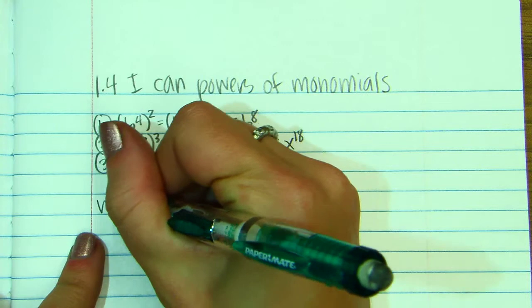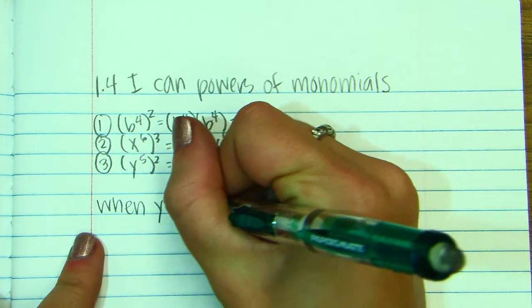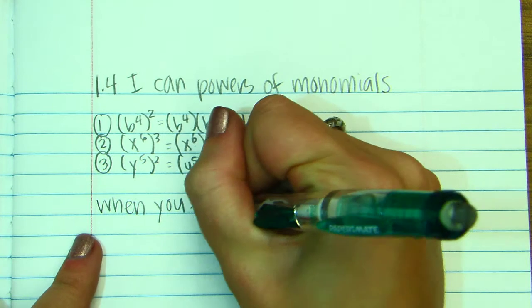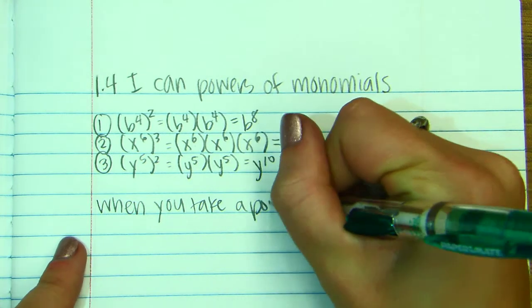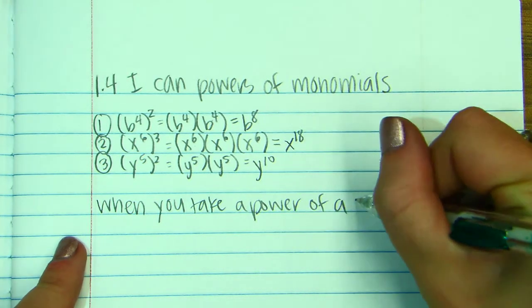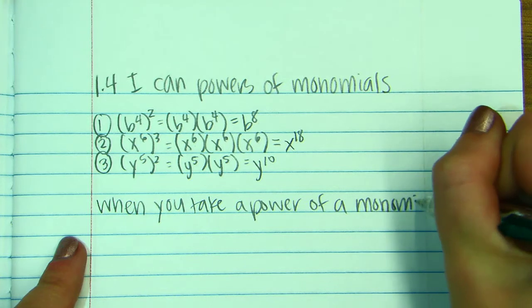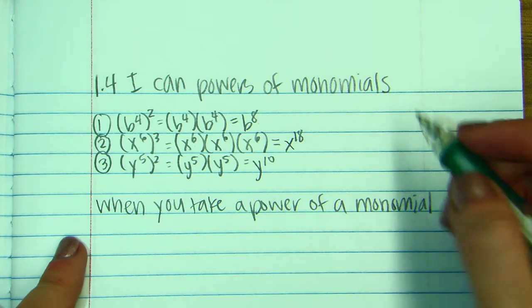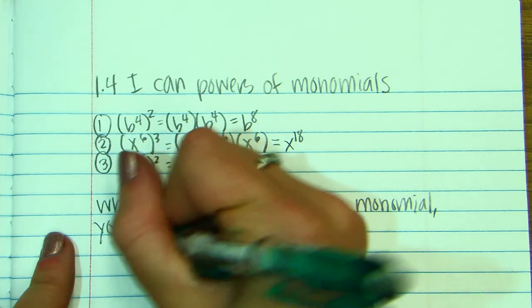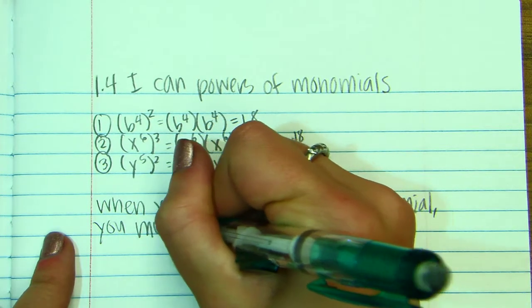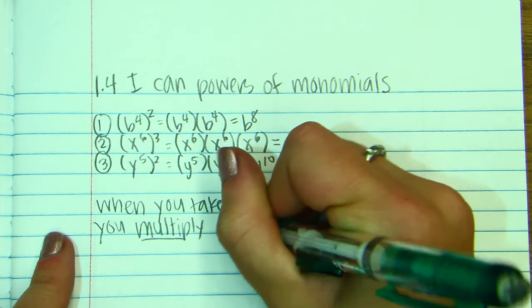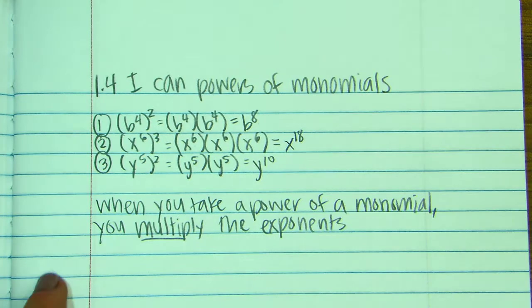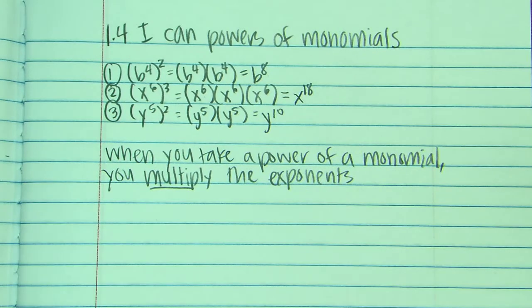So this will be our rule. When you take a power of a monomial, so remember, monomials means one term, so only multiplying and dividing in exponents, you multiply the exponents this time. So let's use this rule to do some examples.